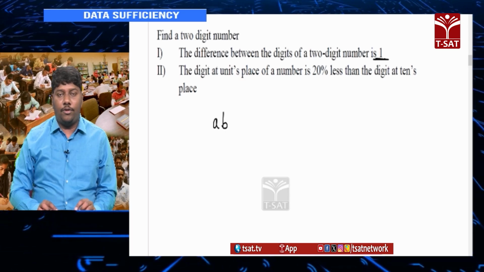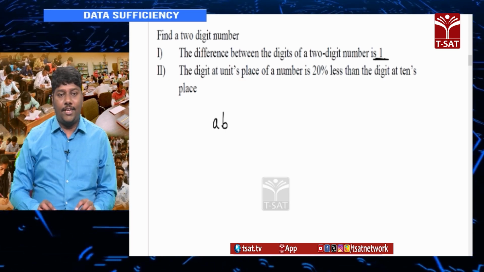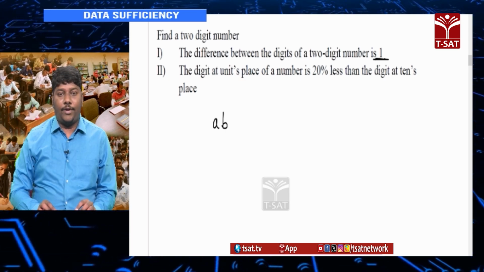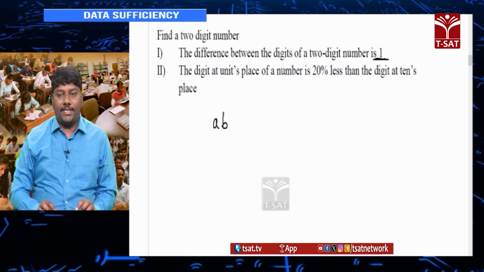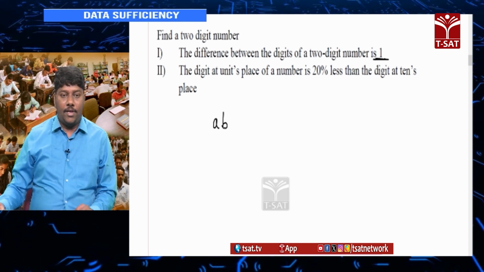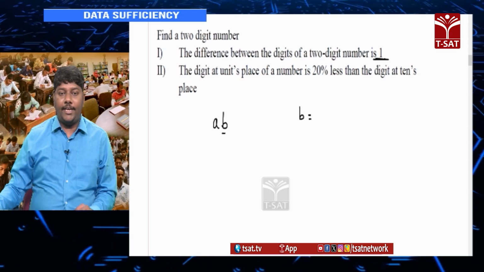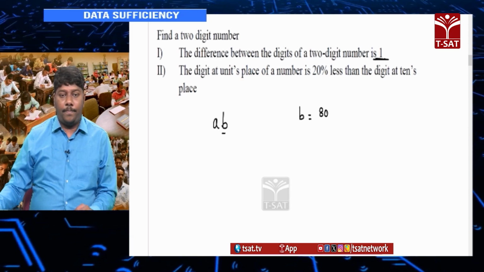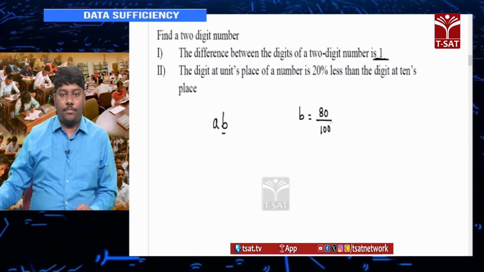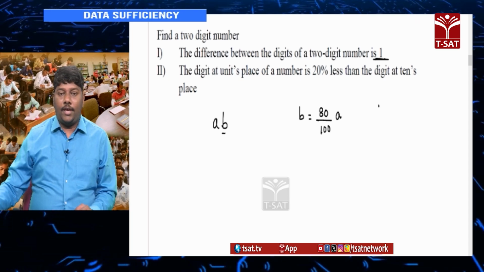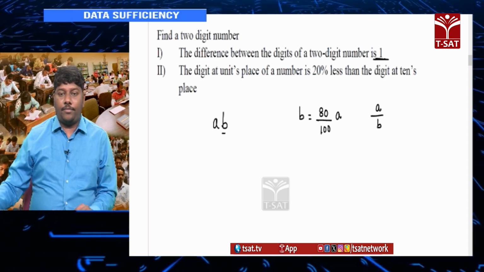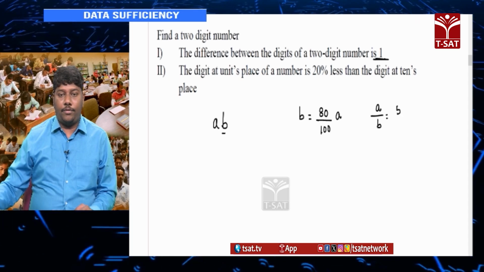Now, okay, you go for statement 2. The digit in the units place of a number is 20% less than the digit in the tens place. The digit in the units place is b, 20% less means 80% of a. Therefore, I would say a by b is equal to 5 by 4.